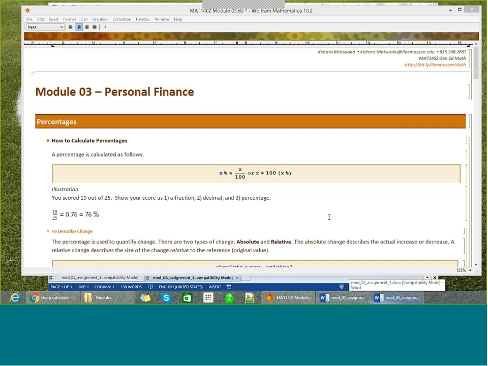All right, so for module 3, you have to know how to do exponential calculation.